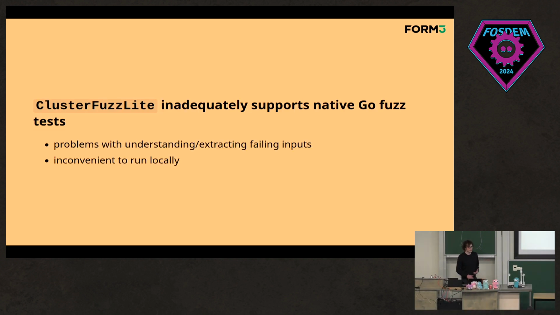There is also a very cool project called Cluster Fuzz Lite. It's actually a subset of OSS-Fuzz that you can run in your CI, but we found some problems with it. First, it has problems with extracting failing inputs. Like if you have a byte array, for instance, it doesn't really translate one-to-one to what the actual input is, because you have to apply your own transformations over it, and it's pretty inconvenient to run locally.